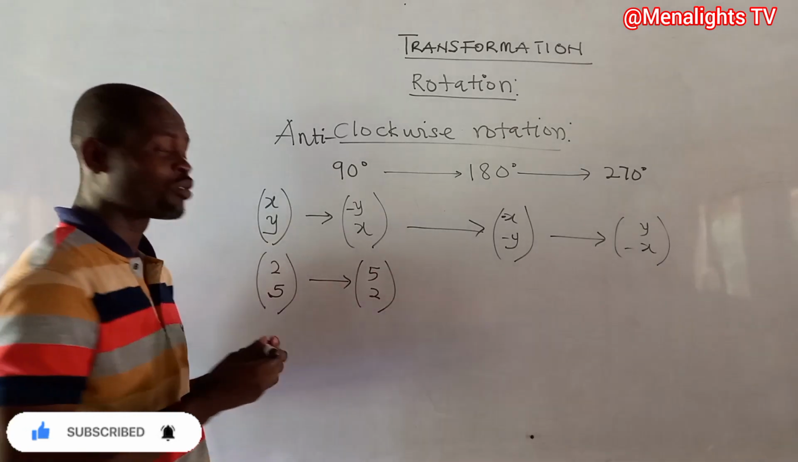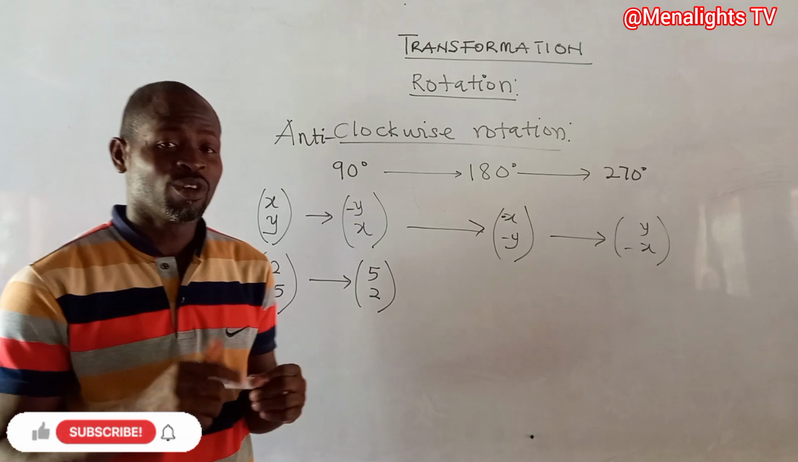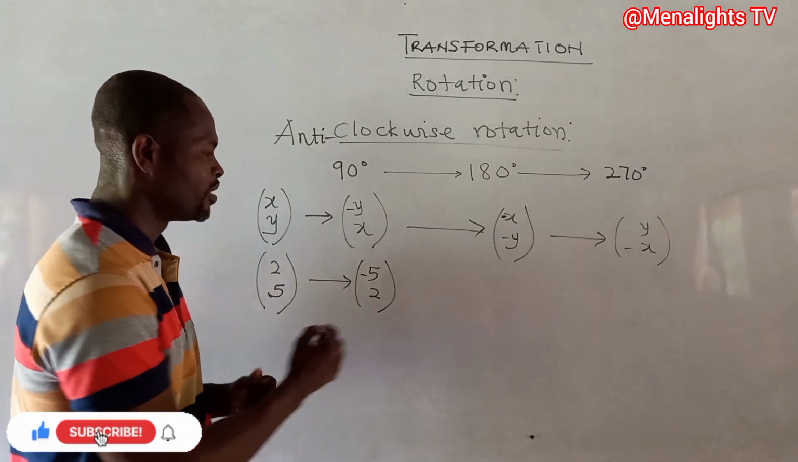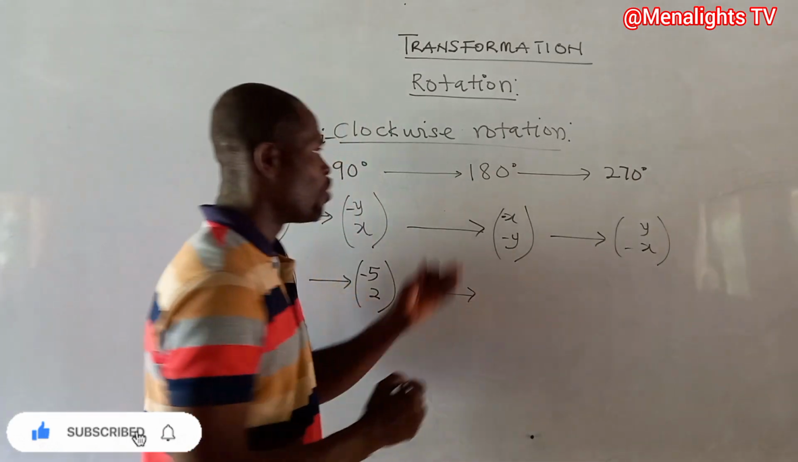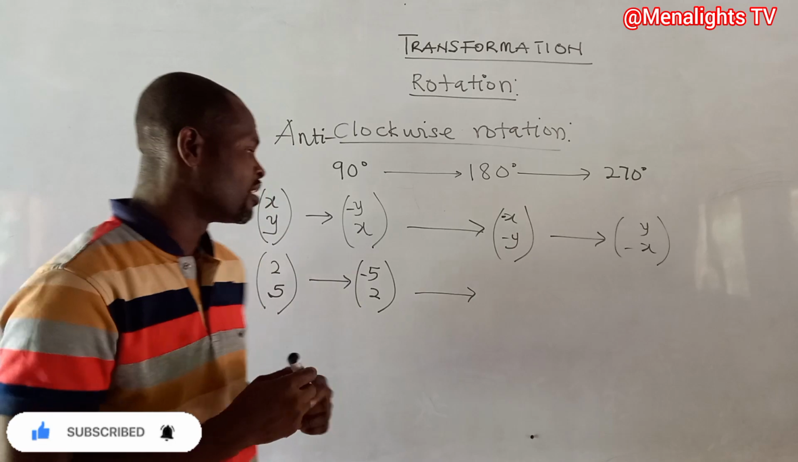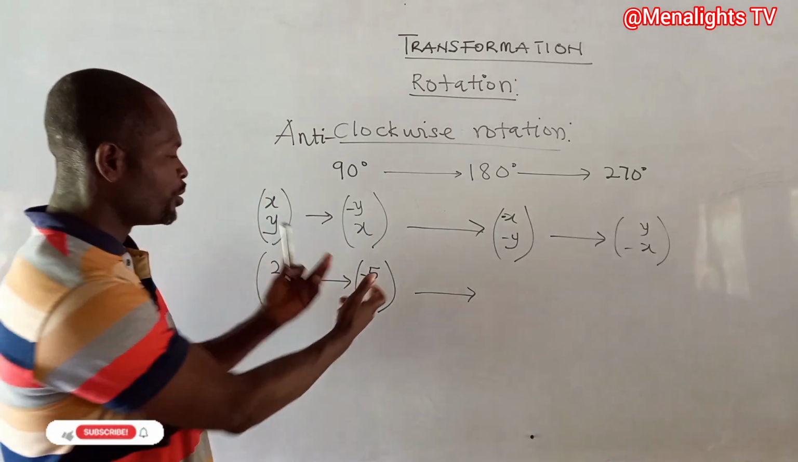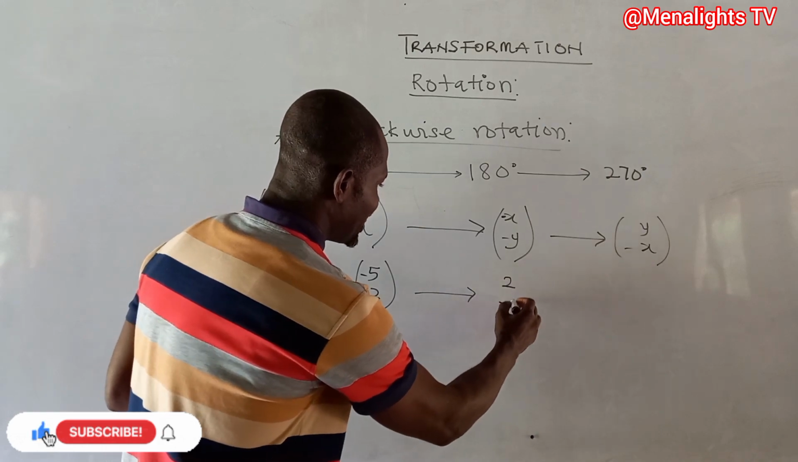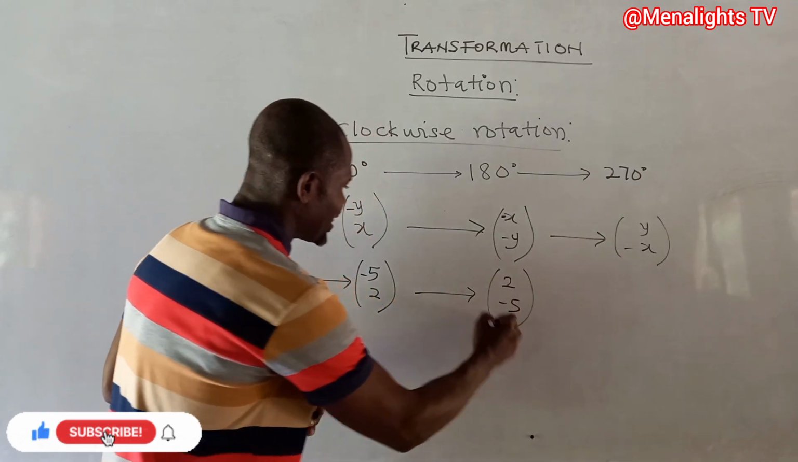And the second rule says what? Negate the first number, which is the coordinate at the x-axis. So here the 5 will be negative. Then we move on to 180 degrees anti-clockwise. So here what we have is, you change the position of these two as well. So the 2 will go to the top, and then the negative 5 will be at the down.